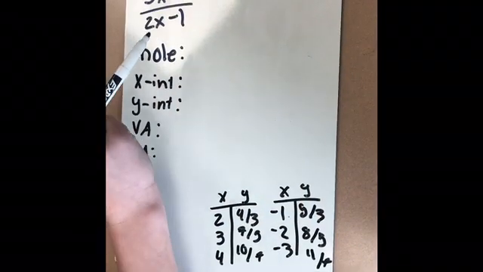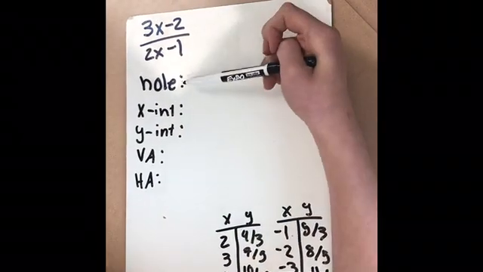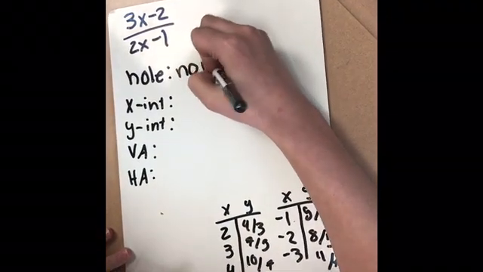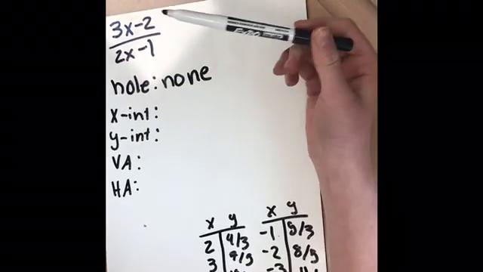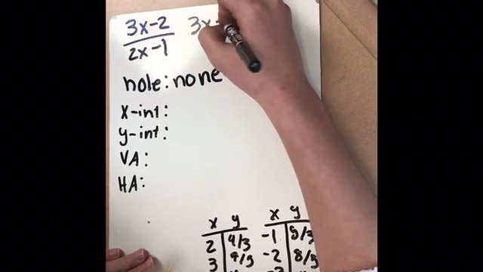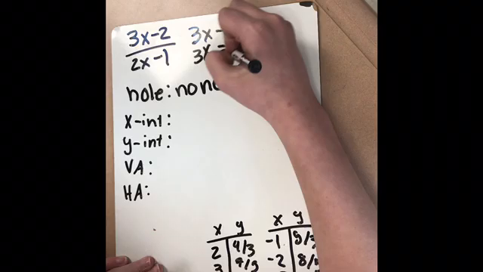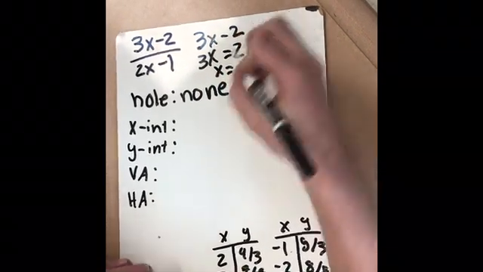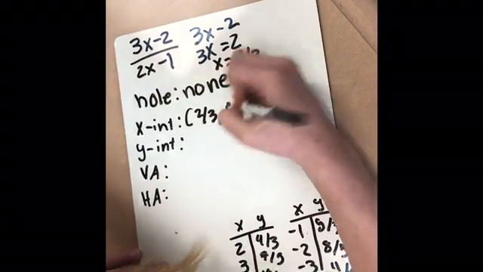This is our equation. First we're going to check if we can factor, but we can't factor here. And then we're going to check if we can find a hole. Nothing cancels out, so there's no hole. Next we're going to find the x-intercept. To find the x-intercept, we have to set the numerator equal to 0. So 3x minus 2, we're going to bring over like that, and then that's going to be x equals 2/3. We're going to write it as a coordinate, so it's going to be 2/3, 0.